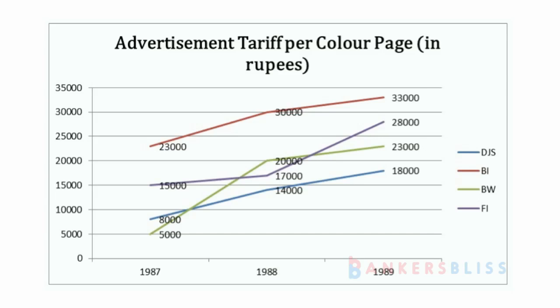Next, they have given one more line graph, that is advertisement tariff per color page. Per color page, what is the advertisement tariff? In 1987, Dalal Street got 8,000. Next, BI got 23,000. Light green color got 5,000. Next, Fortune India got 15,000. So this is the advertisement tariff per color page in rupees.